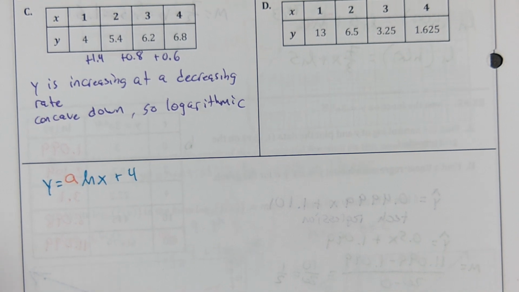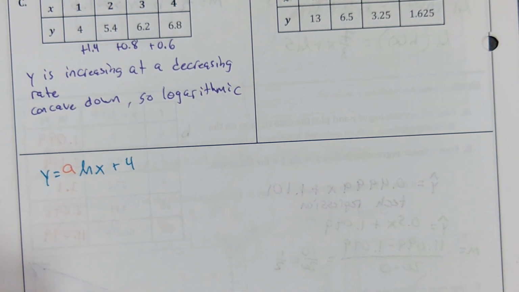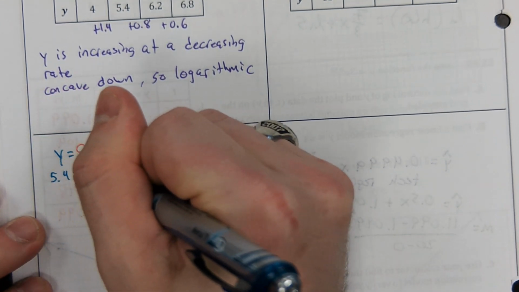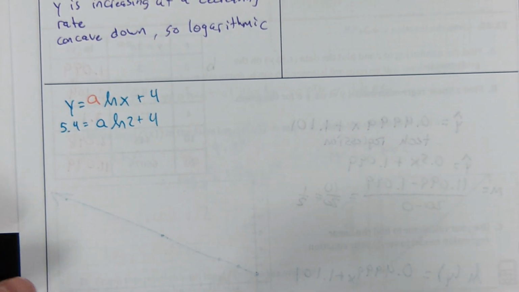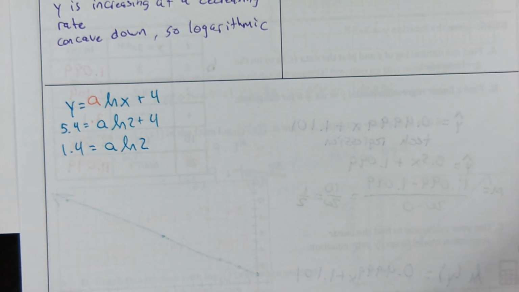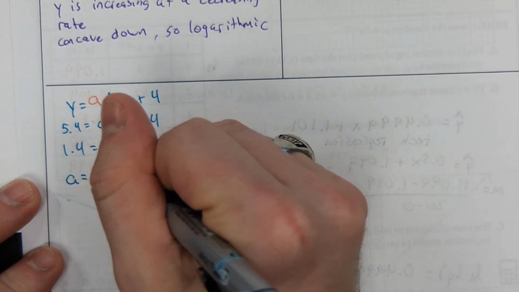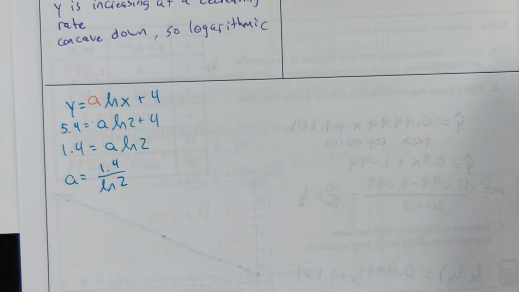Okay. And the way we do that is we plug in the x comma y and we solve for a. X is 2, y is 5.4. So we have 5.4 equals a ln of 2 plus 4. You subtract 4 from both sides, and then you divide by the natural log of 2. So by hand, the multiplier is actually 1.4 over the natural log of 2. And that's the multiplier by hand.